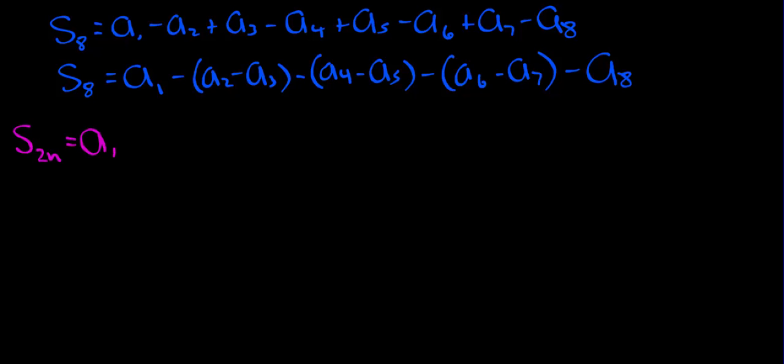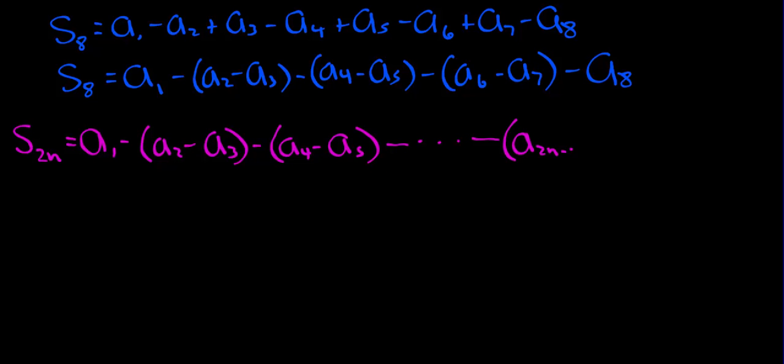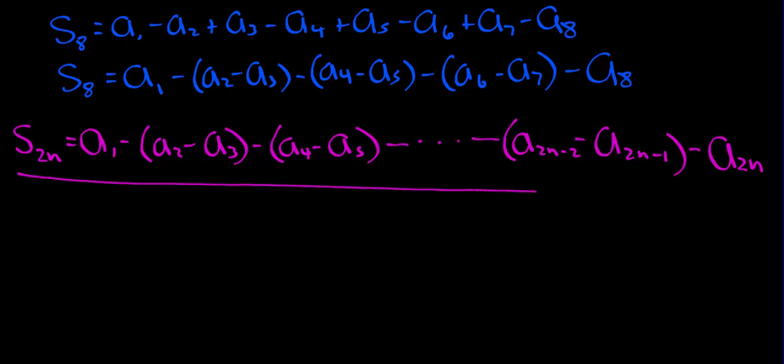We've got A1 minus A2 minus A3 minus A4 minus A5. And we keep going all the way out to A2n minus 2, A2n minus 1, minus A2n. There. So that's me generalizing this eighth partial sum to be an even partial sum. Now, remember, what we have here is this thing right here. Notice we keep on subtracting positive things off. Okay, all these are positive.